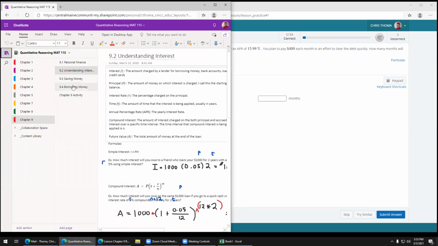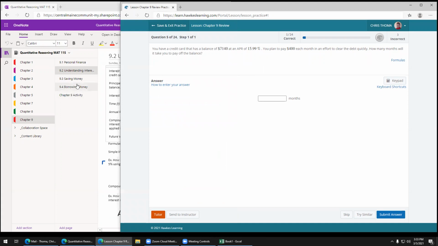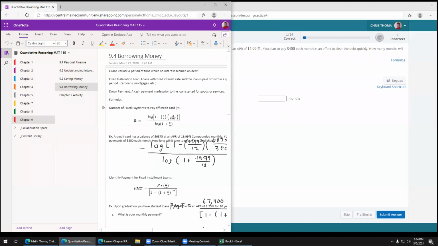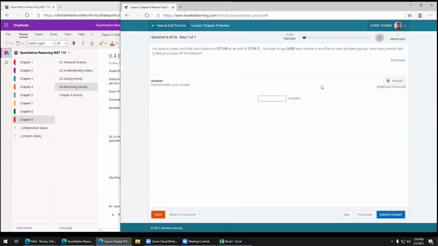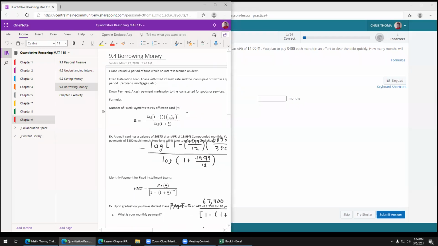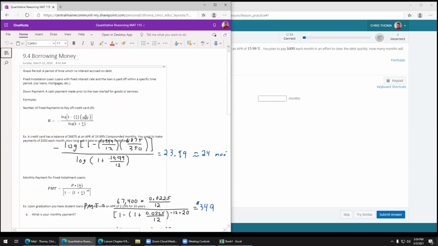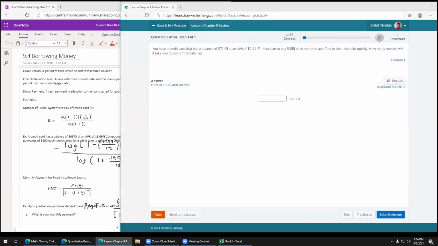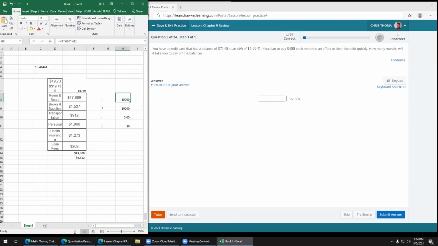So that should be borrowing money. All right, so looking for our formulas, number of fixed payments to pay off a credit card. So that is the formula we need right there. The log, that horrible looking thing. We'll move this over so we can see it. And then what I'll do here is we'll move our Excel here so we can see all the numbers we have to type in.